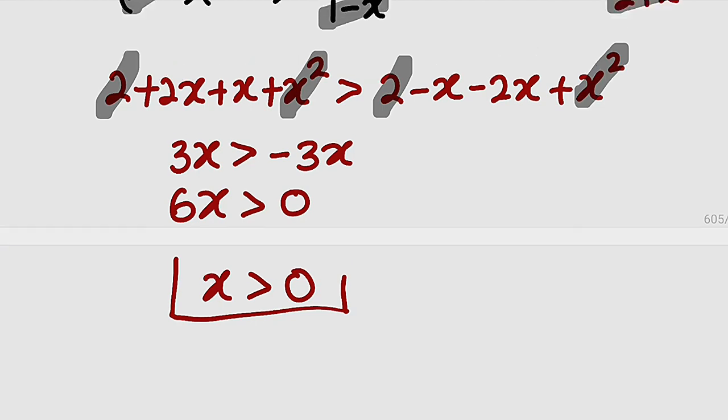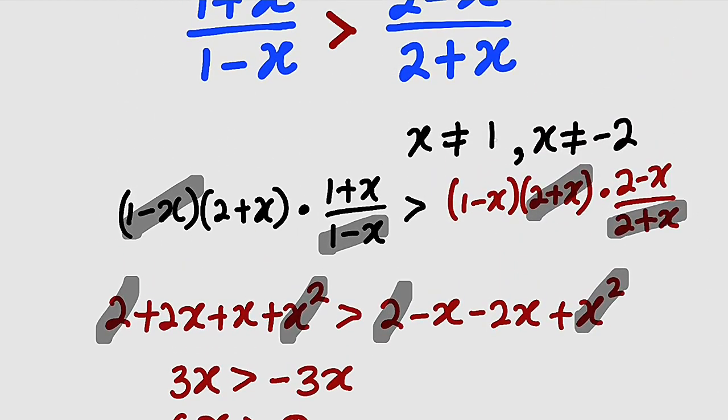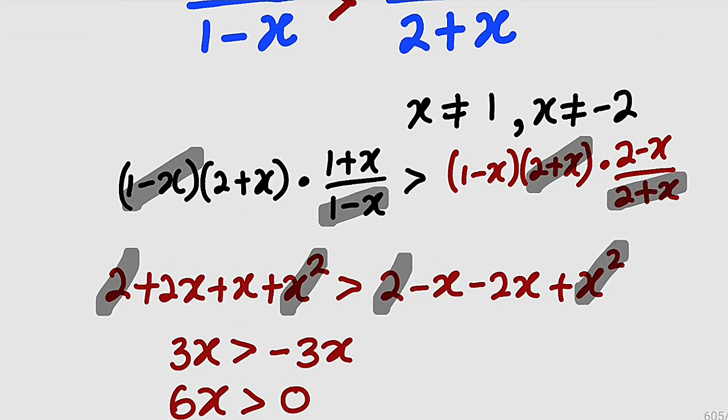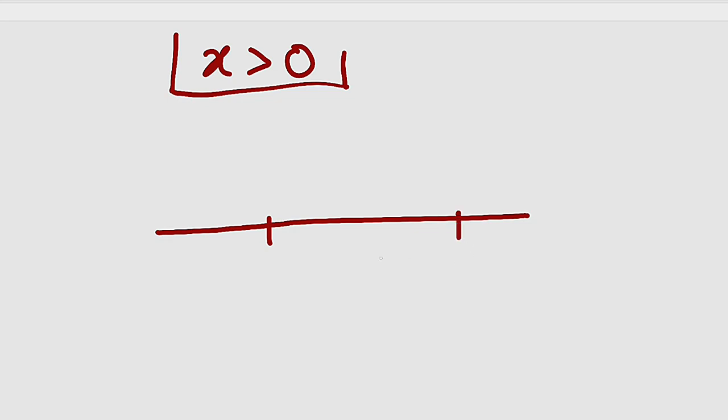But remember, we have restrictions. We don't want x to be equal to 1, and we don't want x to be negative 2. So on the number line, we have negative 2 here, we have 1 here, and at the center, we have 0. Okay, let us test some values here. We know that this cannot be a solution. Likewise, this cannot be a solution. 0 cannot be a solution as well. So we are going to make an open circle on all of these values.